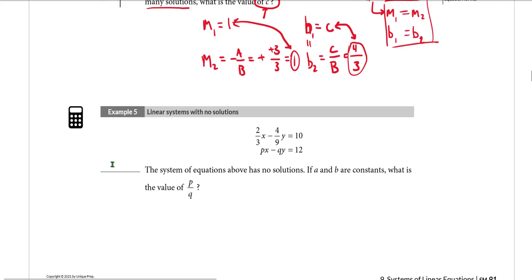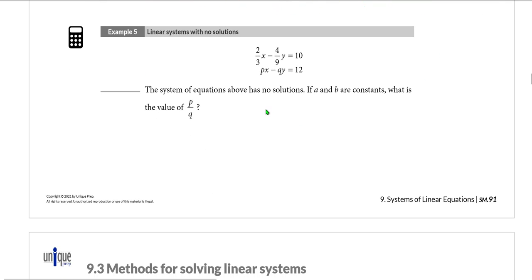On to the next example, which again you should probably try to do on your own. So in this example, again, we're given a system of equations. We are told that there are no solutions, and we are being asked for the value of P over Q.